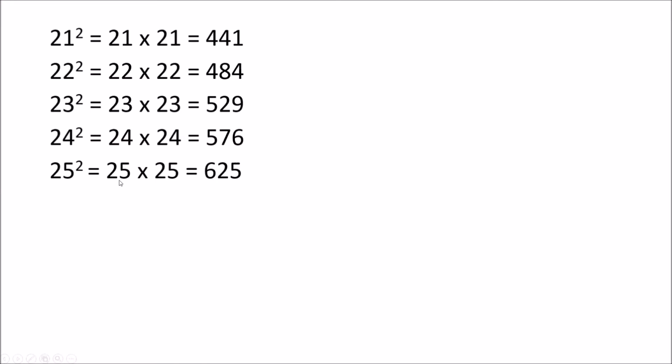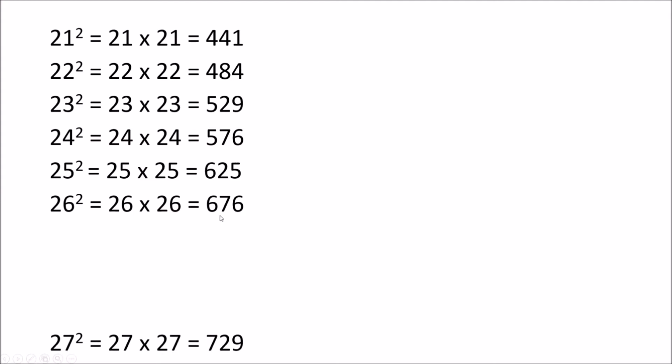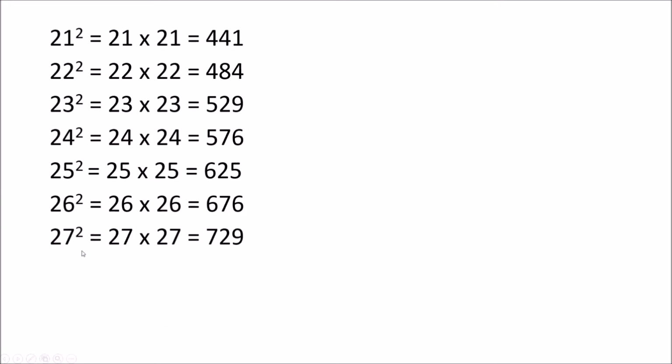25 squared is equal to 25 times 25 equals 625. 26 squared is equal to 26 times 26 equals 676. 27 squared is equal to 27 times 27 equals 729.